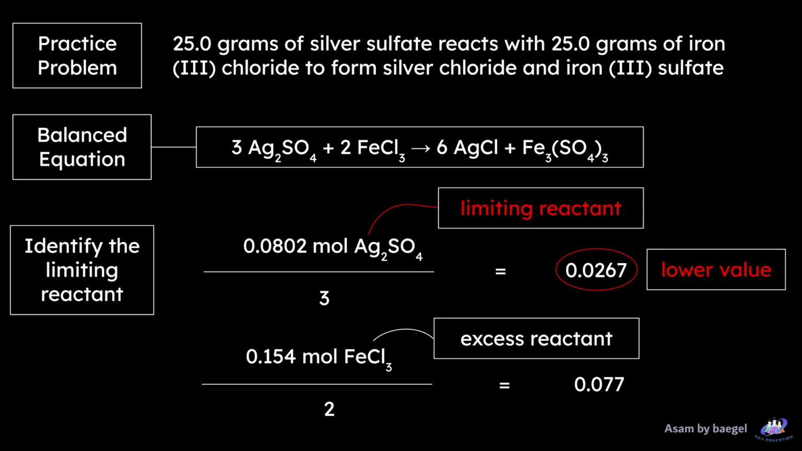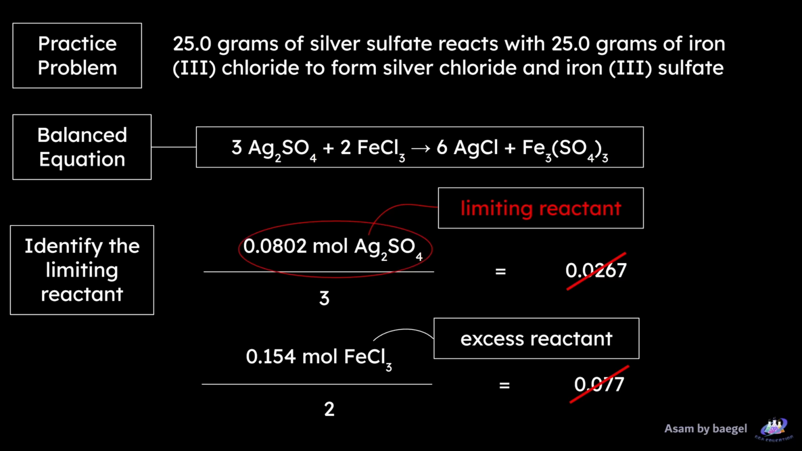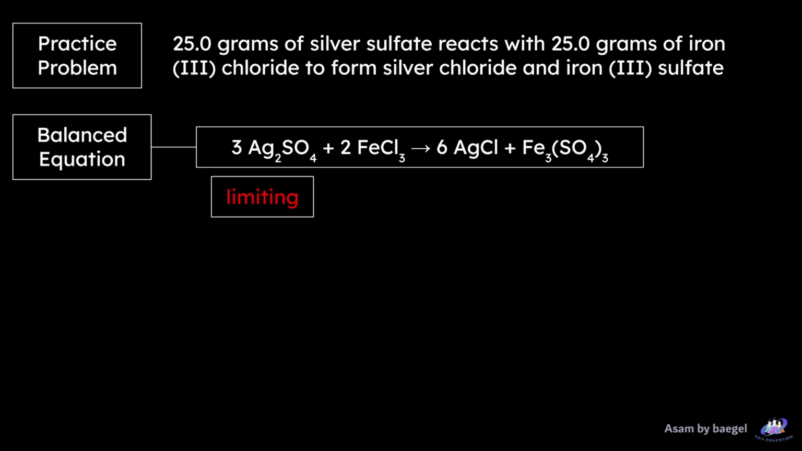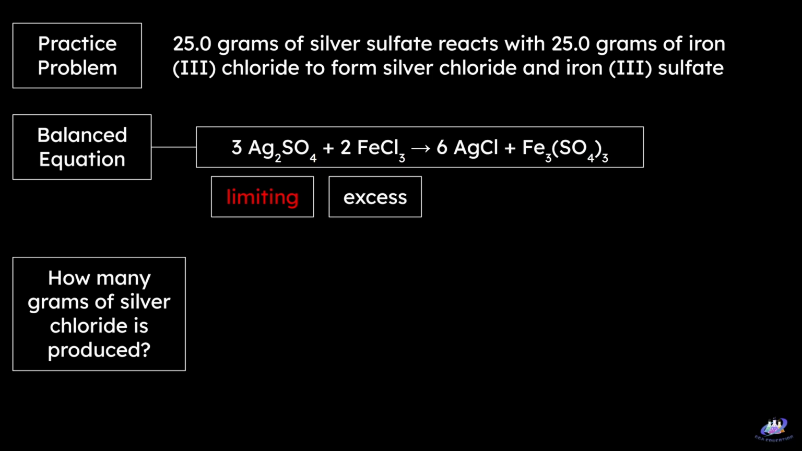This is a pretty good shortcut to identify the limiting reactant. However, if you use this method, make sure you now eliminate these two values and instead use the number of moles as you move on to the next part of this problem. So now we've identified silver sulfate as the limiting reactant and iron chloride as the excess reactant. We now want to find out how much silver chloride will be produced in this reaction.